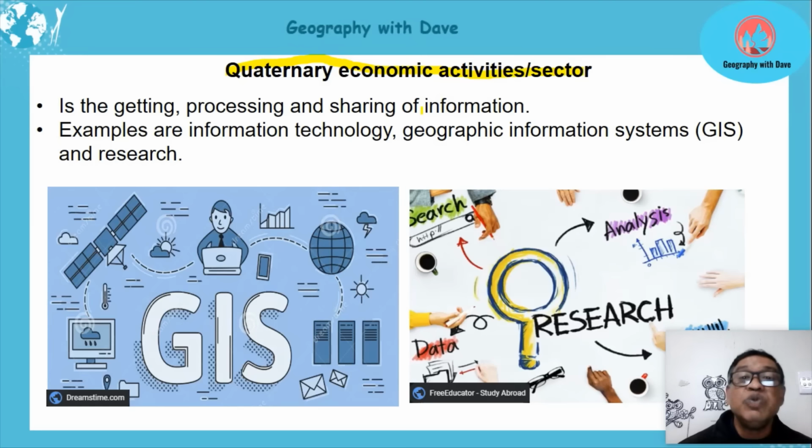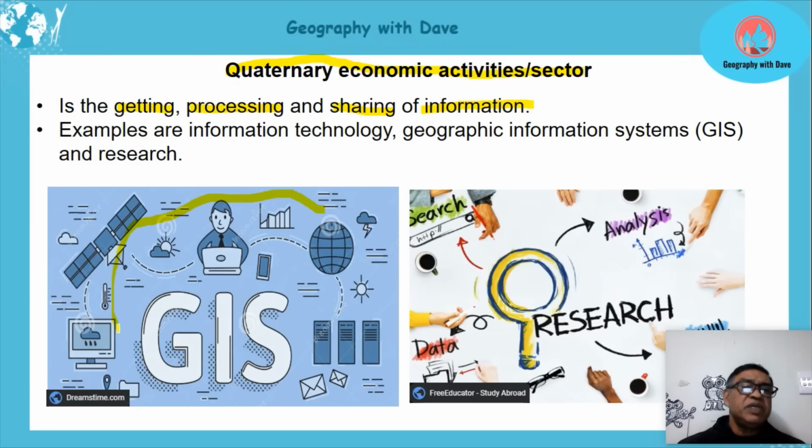This deals with information. Your main word is information. It'll involve the getting or gathering of the information, like GIS does with remote sensing. Then it's the processing of the information; GIS is a perfect example of this. You process it and then you share, like in data sharing, you're sharing the information. So it involves many things.